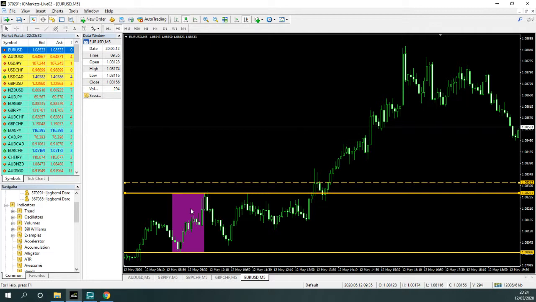So it means you got your TP1, which is the size of the box, and you got your TP2, which is double the size of the box. TP1 and TP2. So first of all, you got your 24 pips and then 48 pips. Any question?